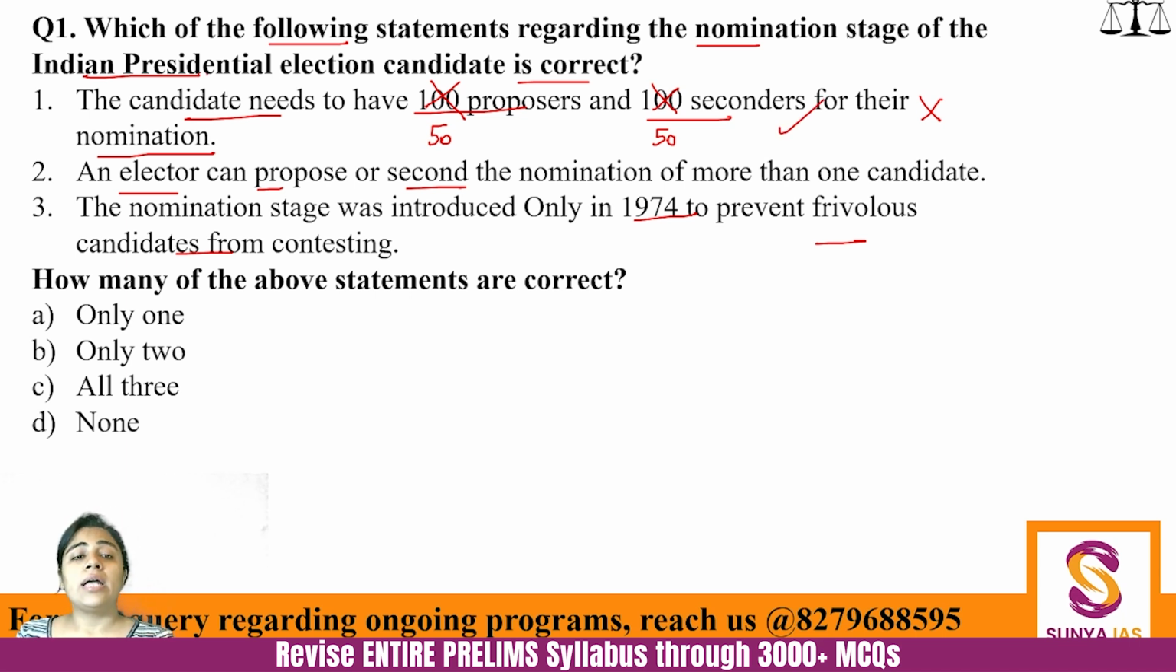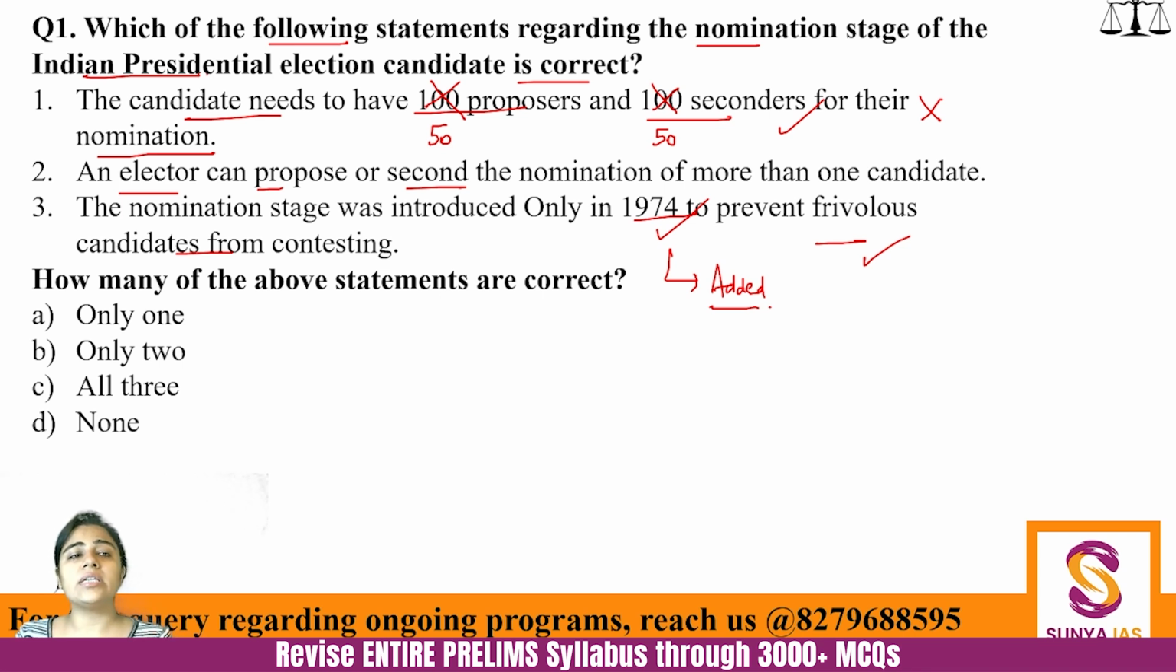Then this particular condition was given only in 1974, because before that it was seen that just to gain prestige or some kind of fame, anyone would contest the presidential elections. So this condition was added in 1974. And these kinds of things are asked in your UPSC examination nowadays, about the amendments to the election procedure, about various kinds of things. So the third statement is correct.